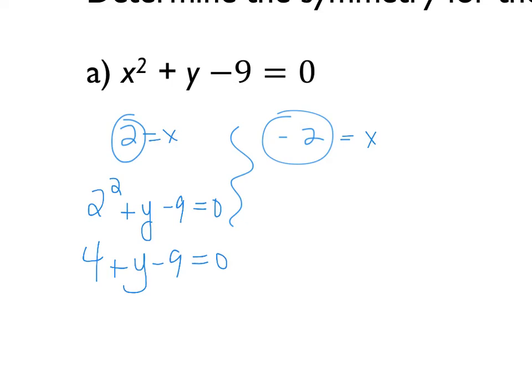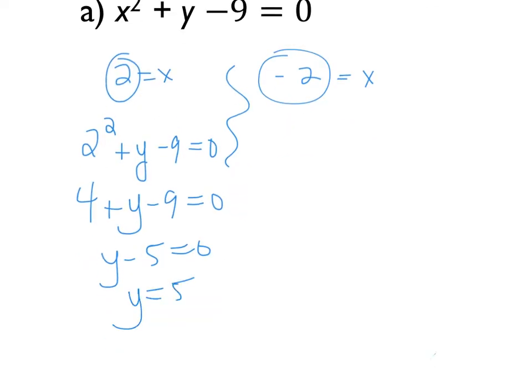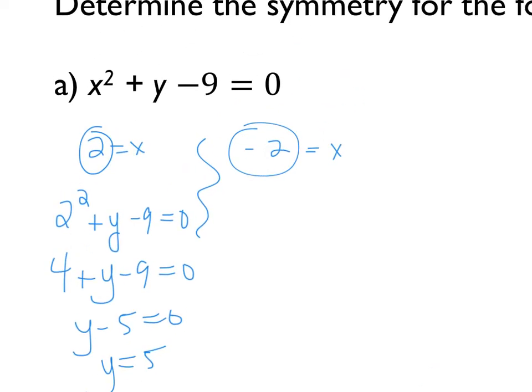Now what? Add the 9. Can you combine 4 and 9? Okay, so y minus 5 equals 0, so y equals 5. Agreed? Let's go over here and do the same thing. If I plug in negative 2 for x, (negative 2) squared plus y minus 9 equals 0. Why did I put negative 2 in parentheses? Because that's the number I'm putting in for x. You got to hug it. If it's negative, it feels bad about itself, so you got to give it a hug. Put it in parentheses.